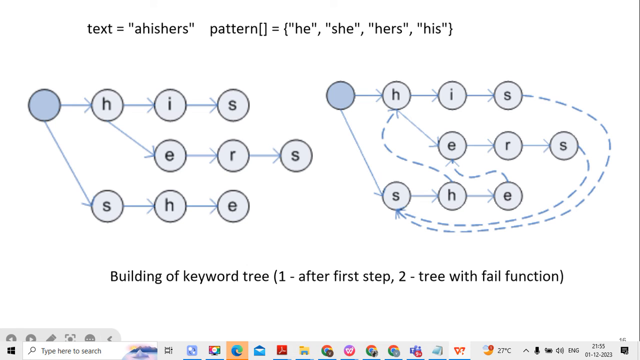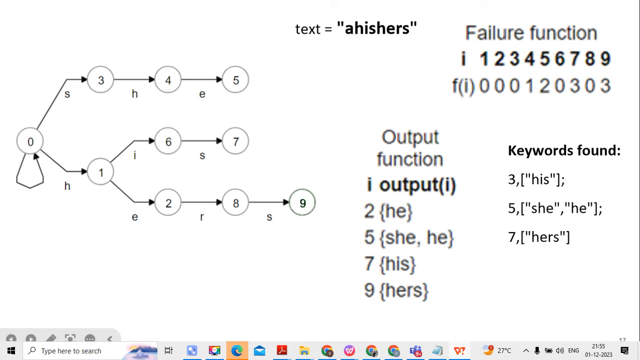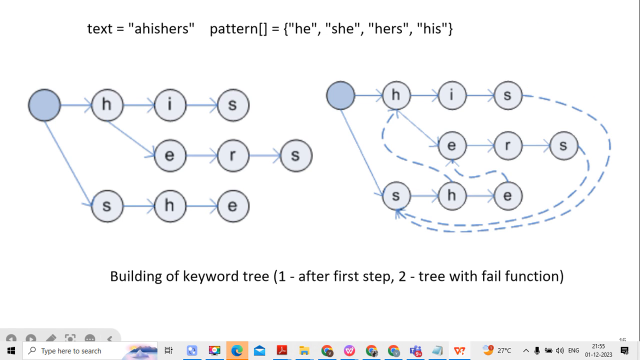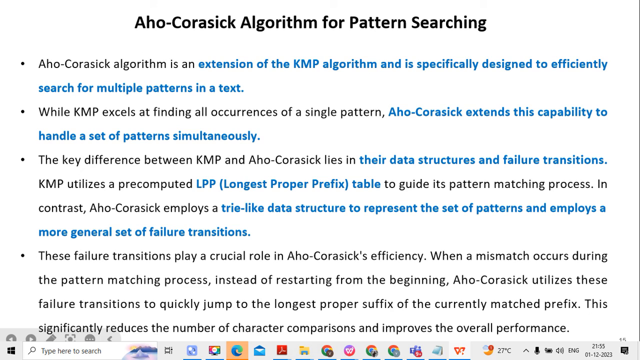So in this way we are drawing the trie data structure to represent these four patterns, that is HIS, HERS, SHE, and the HE will be subsumed in the HERS. Now after that we require to draw the failure transitions. Here all the failure transitions are not shown for simplicity, but in the next example I can show you where the failure transitions are going. Now here we require to check the longest proper suffix of the currently matched prefix. So it is checking the longest proper suffix.